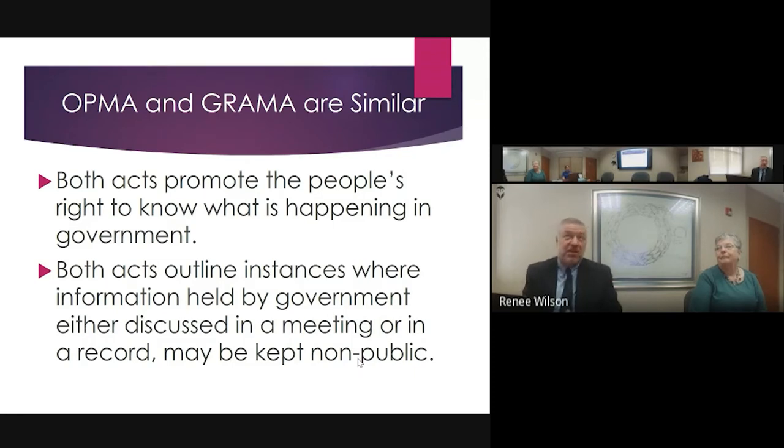So for example, say you're in charge of the prison. You don't want to have all of your security measures for the prison as public records for all the inmates to get. And at the same time, you don't want to have the meeting about where all the security measures are as a public meeting so everyone can know where all the security measures are. You can see how they kind of work together.